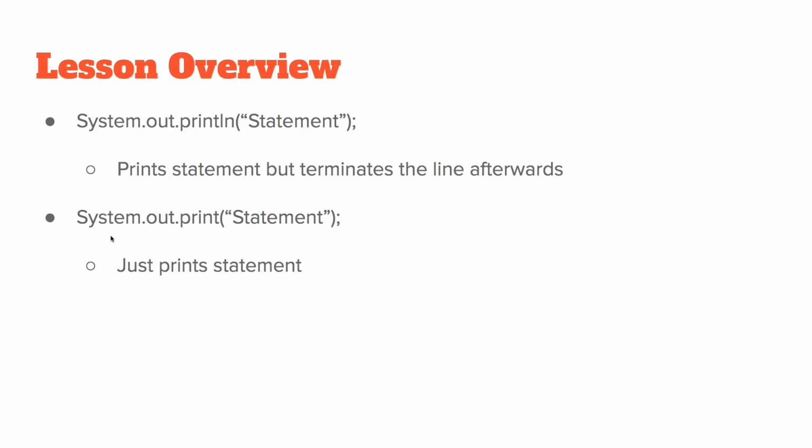Whereas this one, system.out.print open parentheses statement close parentheses semicolon, just prints the statement. And if the last statement was the ln statement, it will print on a new line. But if it was another system.out.print statement, then it will just print the statement on the same line.